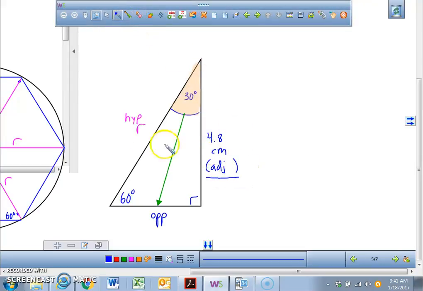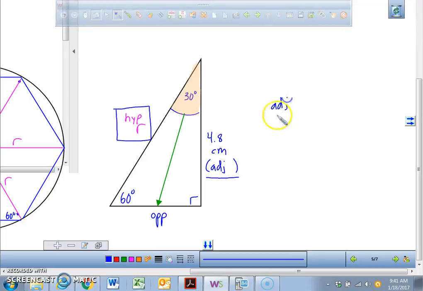What do we need to find? We need to find our hypotenuse. So which one deals with an adjacent side and a hypotenuse? That is equal to cosine. That's why we choose cosine in this particular case, because we have the adjacent side and we need to find the hypotenuse.